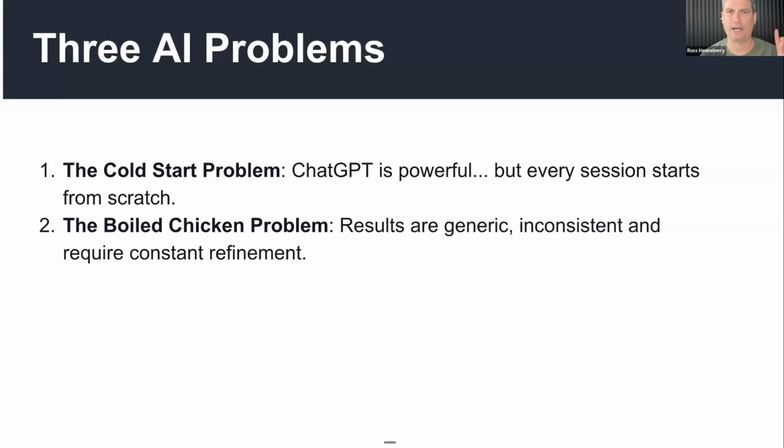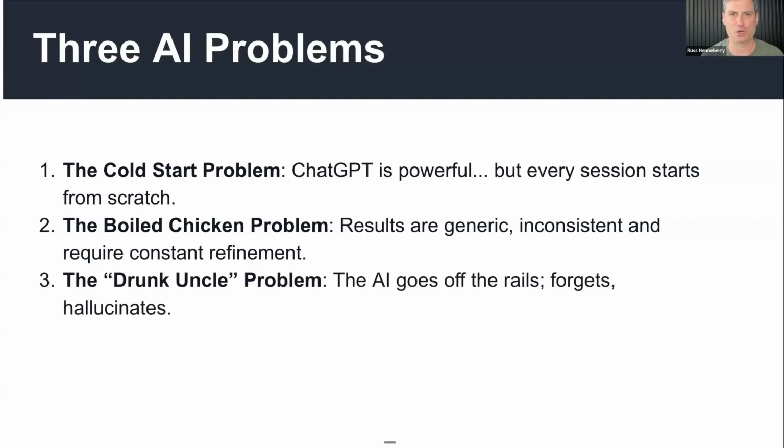The boiled chicken problem is number two, right? That the results come back generic, inconsistent, basically not very useful. And then the third one is the drunk uncle problem, where your AI forgets, it goes off the rails, it does things it shouldn't do, like your drunk uncle does.